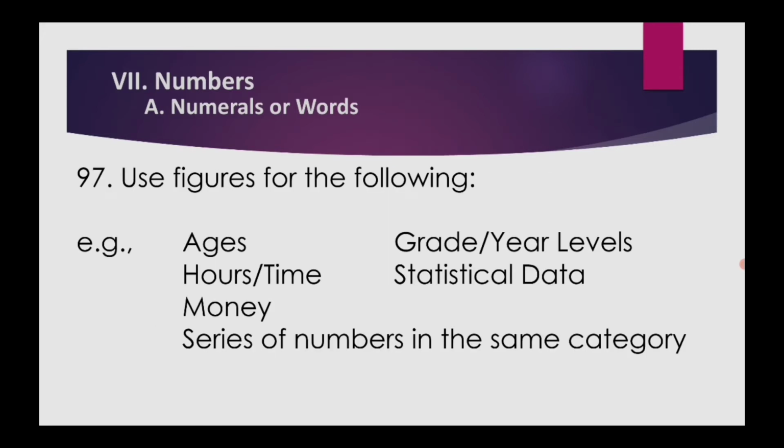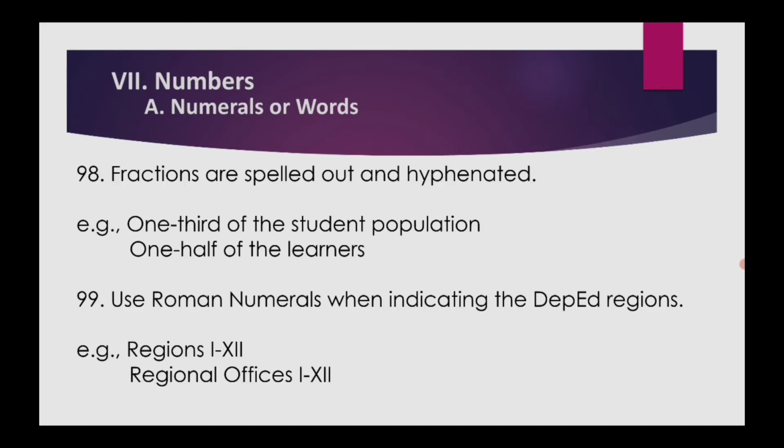Use figures for the following. Example, ages, hours, time, money, grade or year levels, statistical data, series of numbers in the same category. Fractions are spelled out and hyphenated. Example, one-third of the student population, one-half of the learners, so there's a hyphen. Use Roman numerals when indicating the DepEd regions. For example, Regions I to XII, just use the hyphen instead of the word to. Regional Offices I to XII.